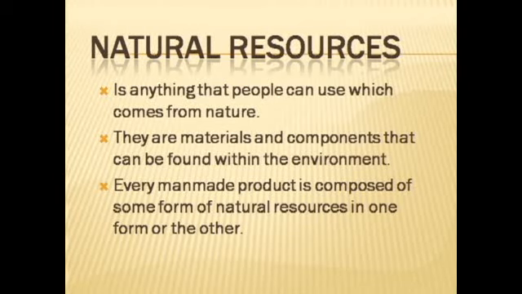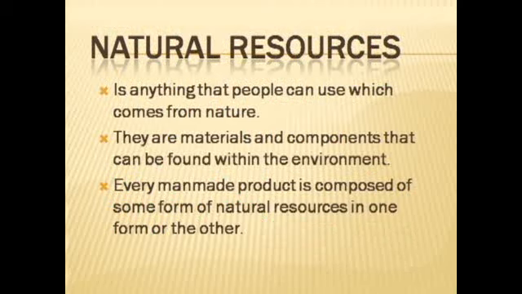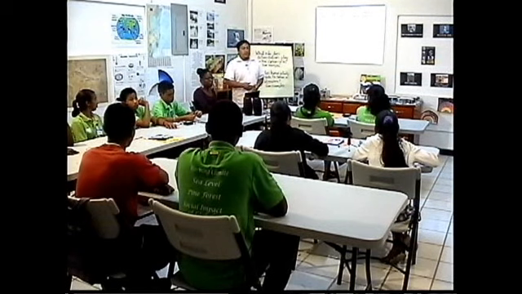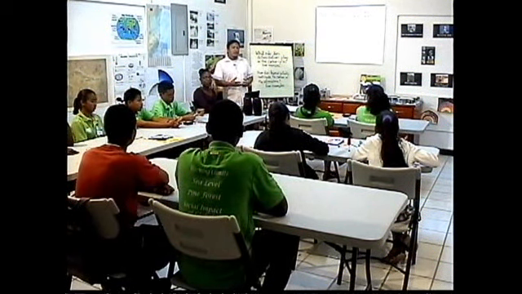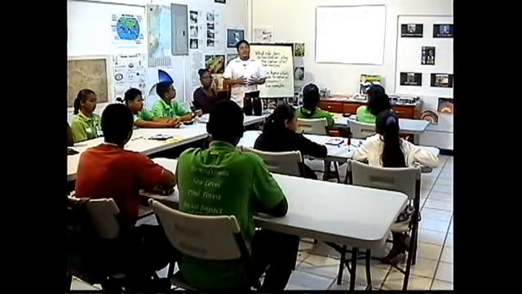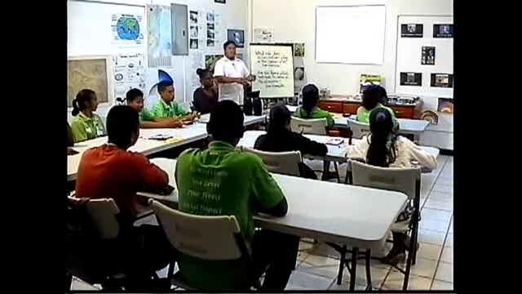Natural resources are materials and components that can be found within the environment. So anything that is within the environment can be used as a natural resource. Every man-made product is composed of some form of natural resource in one form or the other. Like what Yemi said, she said chair. In one form or the other, a natural resource is used. Which natural resource do we use there, Yemi, to build a chair? Wood. Very good. So the chair is linked to our natural resource.